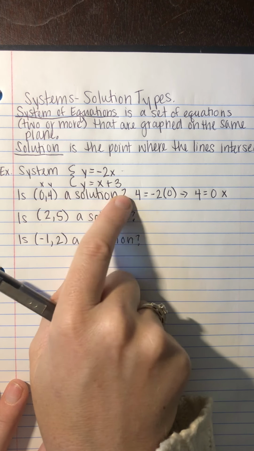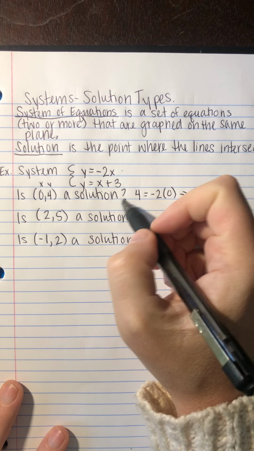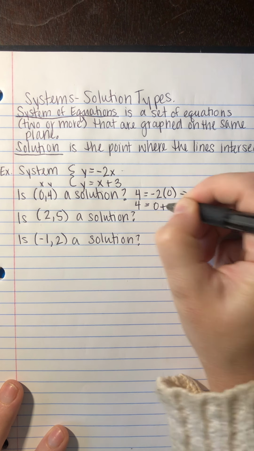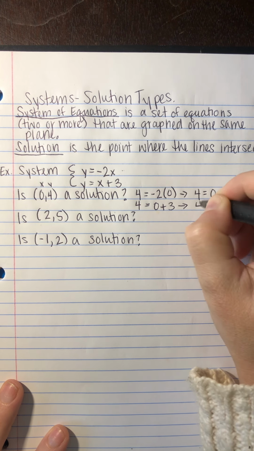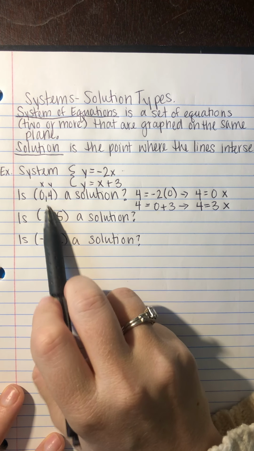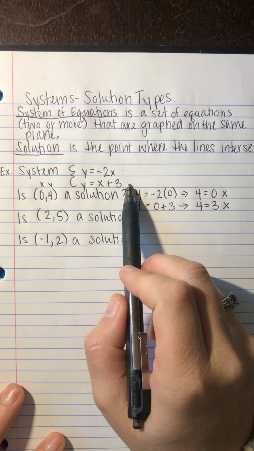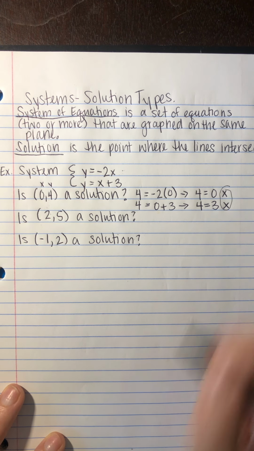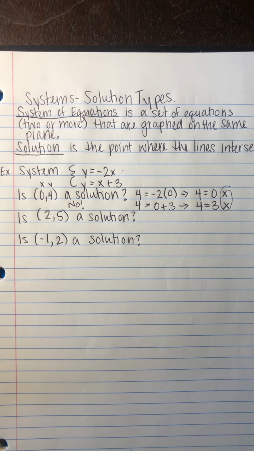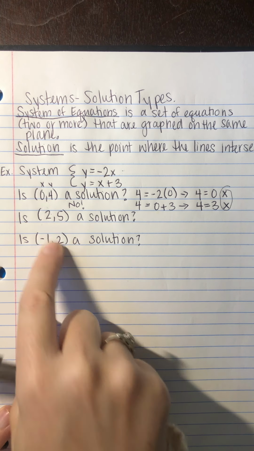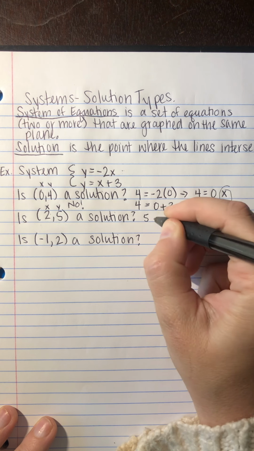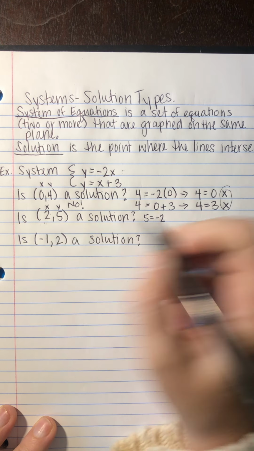But we're just going to keep practicing with our math skills, so we're going to do the second one as well. So 4 equals, our x value is 0, so 0 plus 3. That's going to leave us with 4 equals 3. And again, that one doesn't work either. That tells us that this point is not on this line or on this line. That tells us that this is not a solution. Okay, so we're going to do the same thing for this one. We're going to plug in our x and our y values. So y is 5, so we're going to do 5 equals negative 2 times our x value, which is 2.